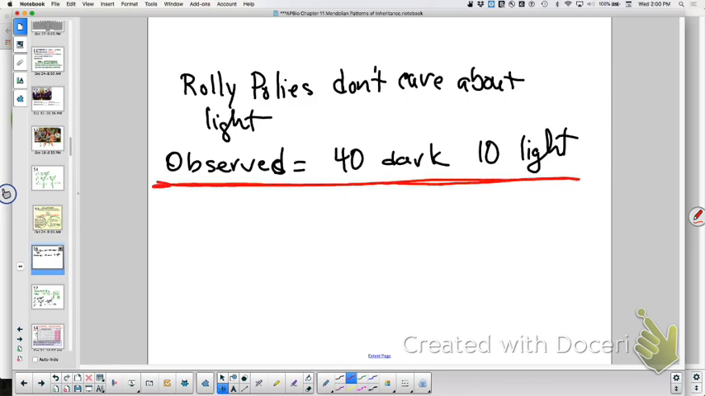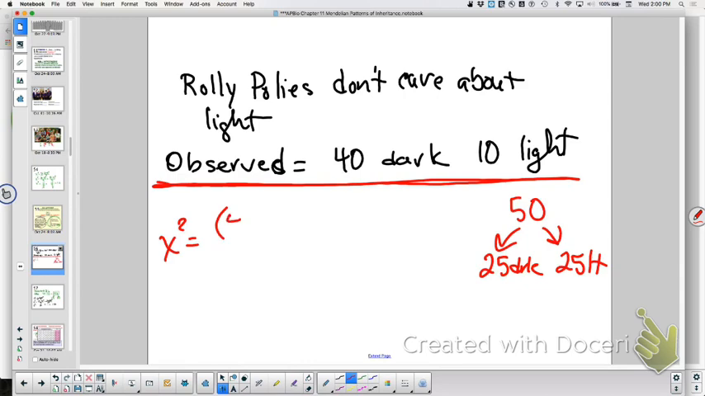How many roly-polies did I have? I had 50 roly-polies. If I have 50 roly-polies and I'm telling you they don't care whether they're in the light or the dark, then I would expect, as far as my choice chambers go, what would I expect? I'd expect 25 in the dark, and I'd expect 25 in the light. Do you agree with that? Yes. Did I get that as a result? No. So when I do my chi-squared value, I have observed 40 in the dark. I expected 25 over 25 squared plus 10.